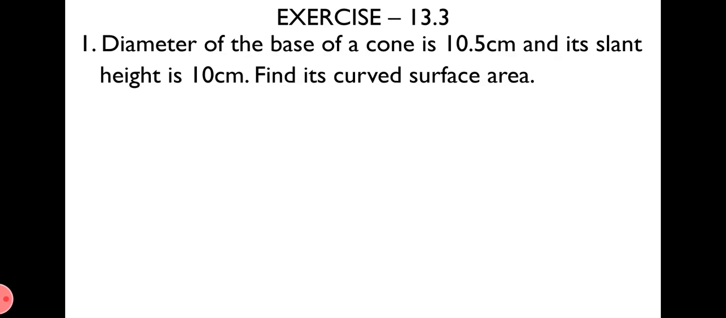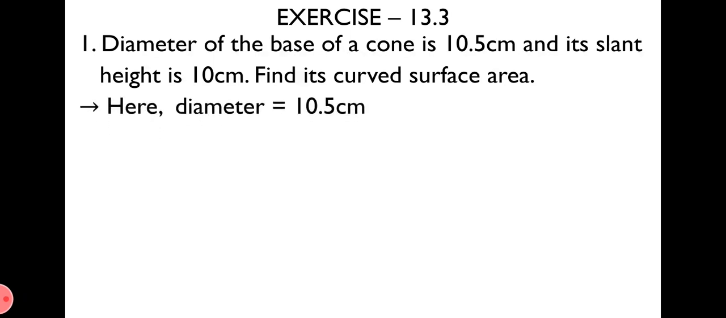Now, according to the question, we have to find the curved surface area. So we need two things, that is slant height and radius, because the formula to find the curved surface area is pi r L. Slant height is already given as 10 centimeter, but radius is not given. As diameter is given, first from the diameter we will find the radius and then use the values to find the curved surface area of a cone.